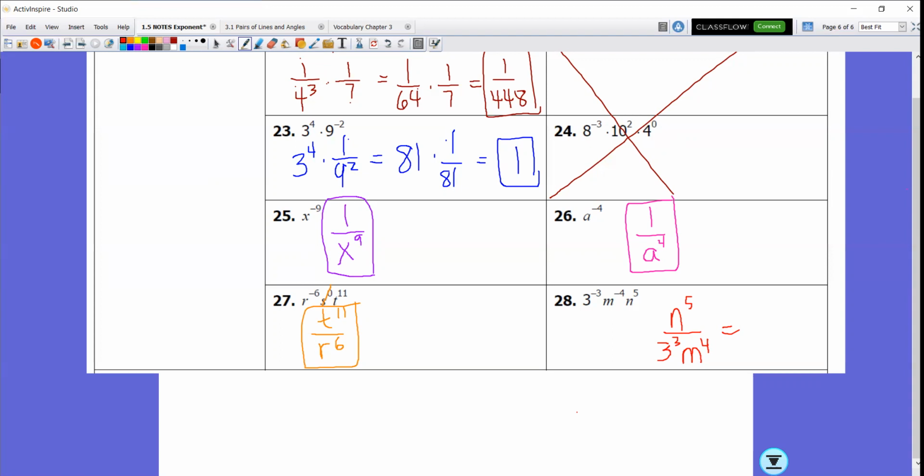Thank you so much. All right. So I can't simplify n to the 5th, so that's going to stay in the numerator. But we do know that 3 to the 3rd is 27, because Darianna told us so. And then m to the 4th is just going to remain m to the 4th, like so. And that is it. That is as far as I can go with that expression.